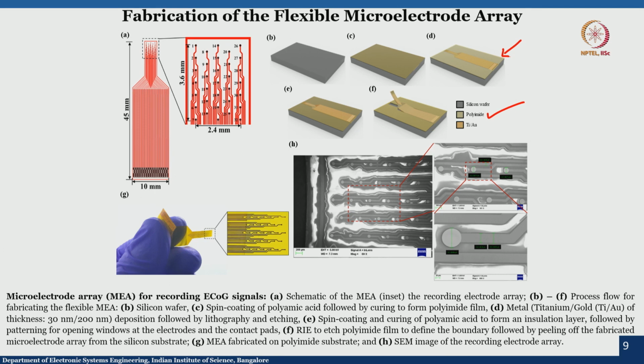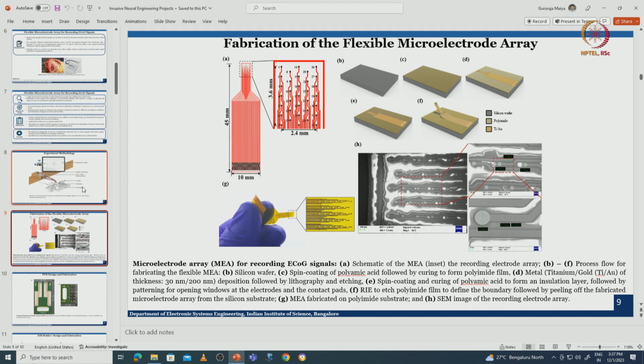Finally, these are the electrodes. The electrodes are covered by another PI layer, and only the contact pads and the recording electrodes are opened, followed by realizing the device. Once you pattern this, this much is easy. Let us understand how to pattern it. I will just give an example with one electrode and then we can take it further.